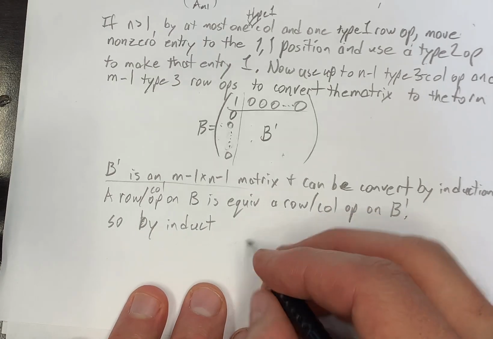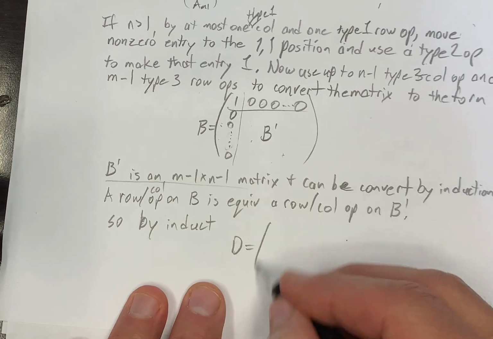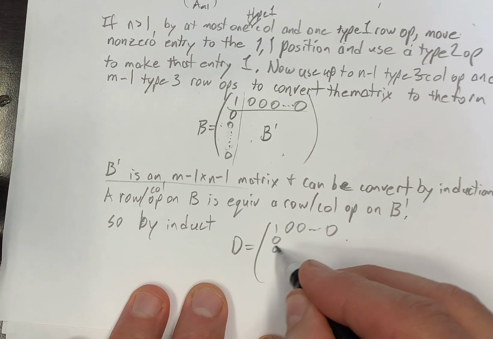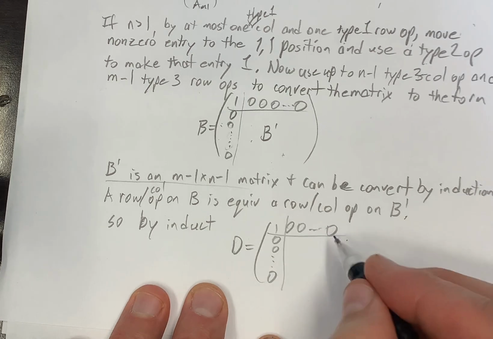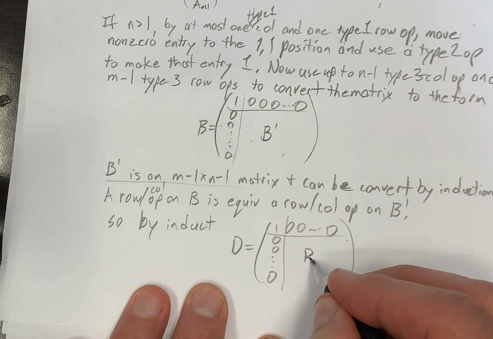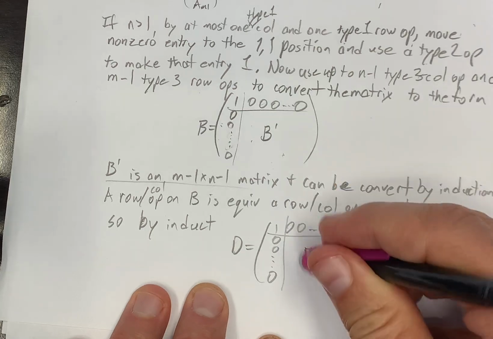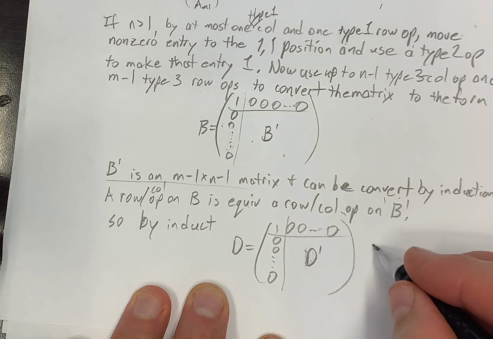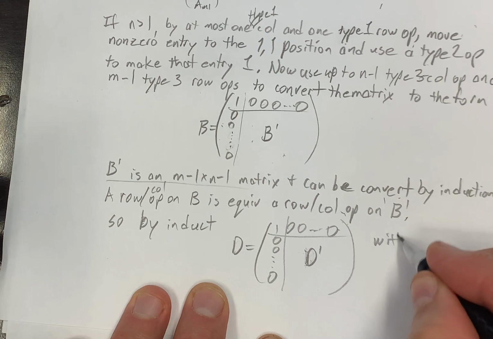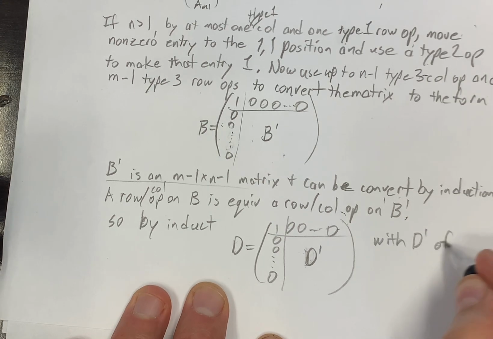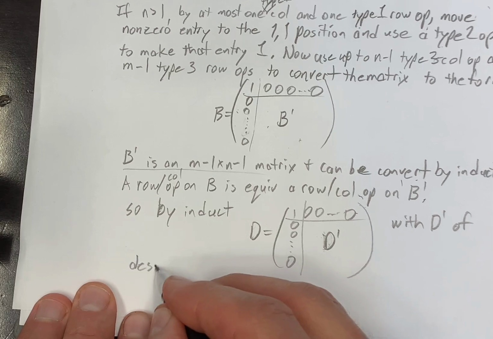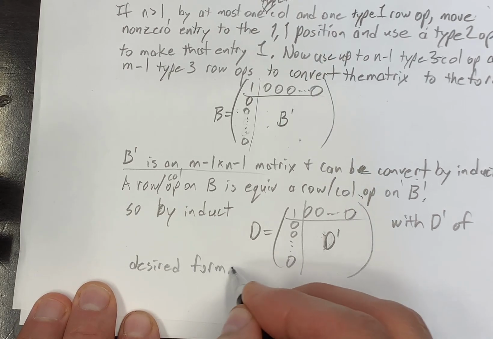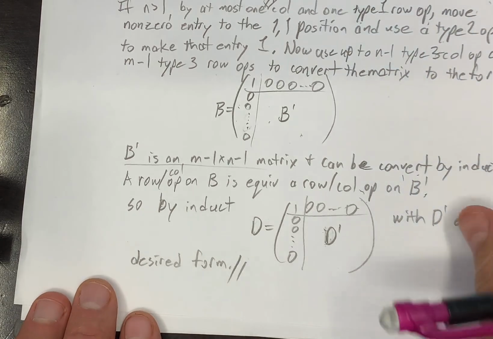D equals 1, 0, 0, 0, 0, 0, 0, and you get some sort of D prime here of the desired form. With D prime of desired form. Okay, so hopefully that makes clear.